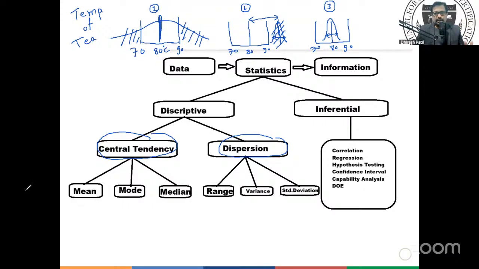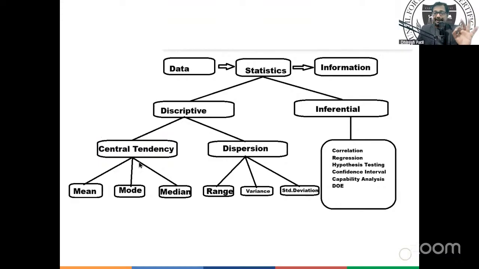Now, very good. Now understand this. Let's go deeper into central tendency and dispersion. Okay. So today we will discuss how the central tendency is calculated and how the dispersion is calculated. Okay.